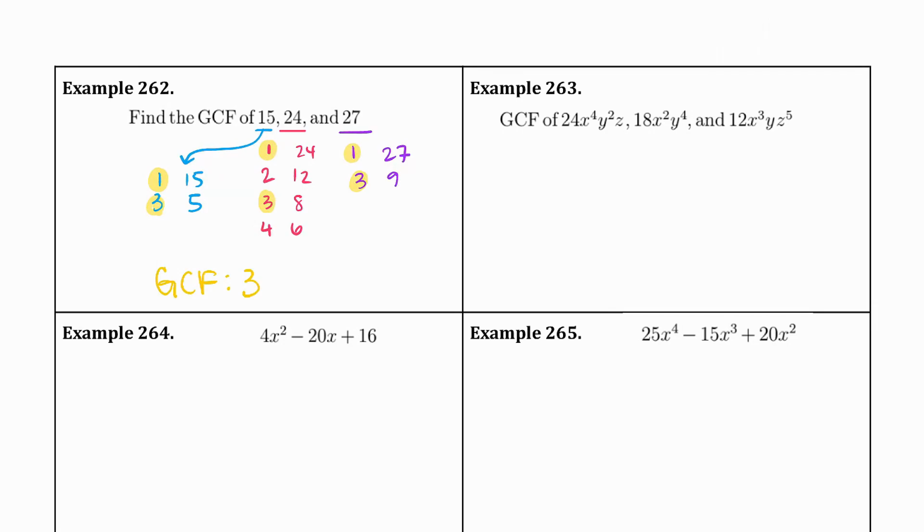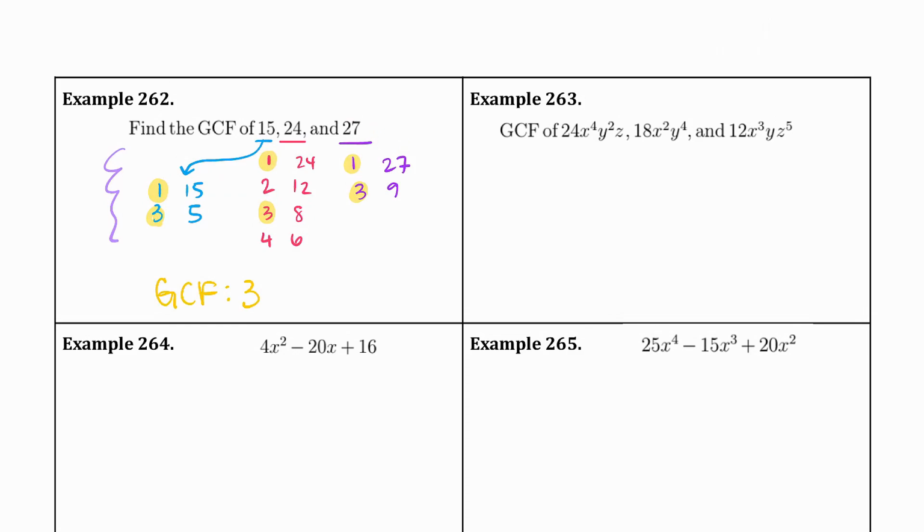As you're working on these, you really don't have to make a list every single time. If you know your factors pretty well, if you know your multiplication table fairly well, you can just look at the numbers and think, okay, what is the biggest number that goes into all 3 of these? That's a factor of all 3 of these. If it helps you to make the list, go for it, but sometimes it does get a little bit tedious.